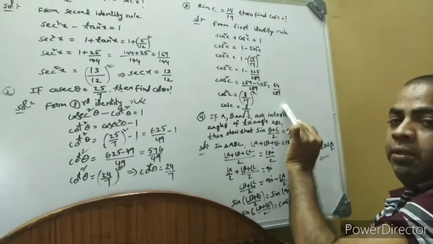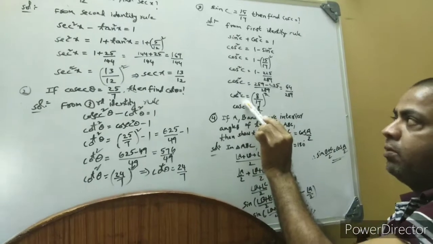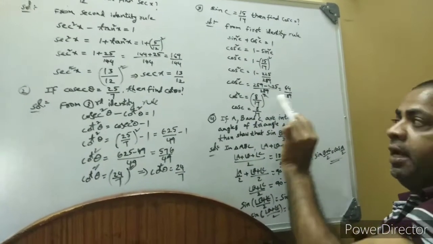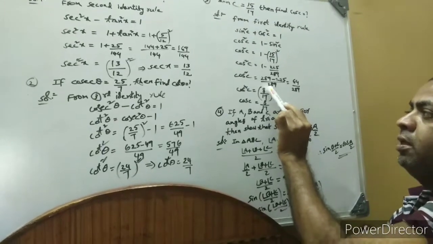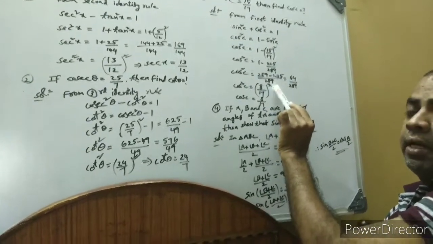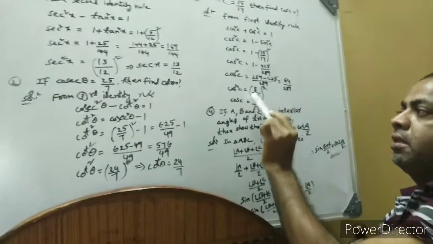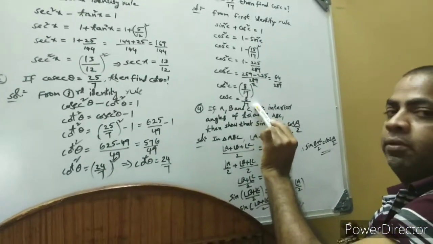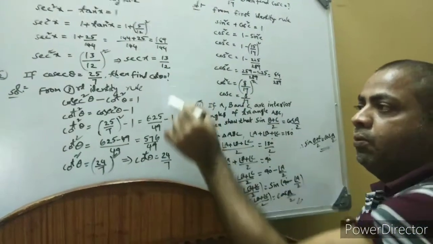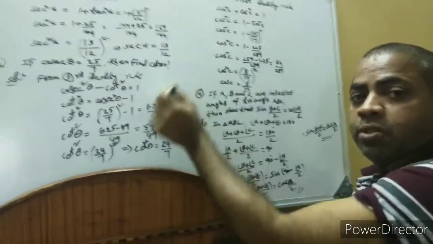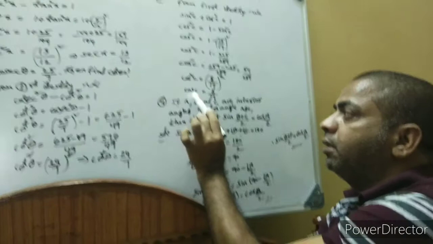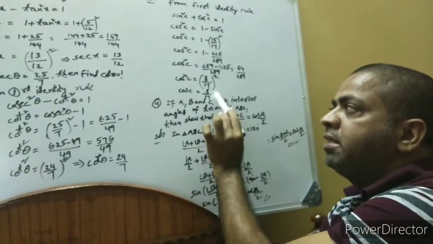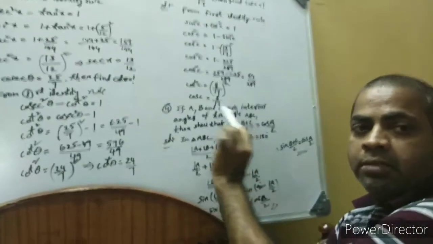64 by 289. Then cos square C is equal to, rewrite this one, 8 whole square by 17 whole square. For both you have to use square root. 8 by 17 whole square you can write. Square and square get cancelled. So these three are the identity rules. From the identity rules only we got the solutions. Then finally you will get cos C is equal to 8 by 17. This is the final answer.